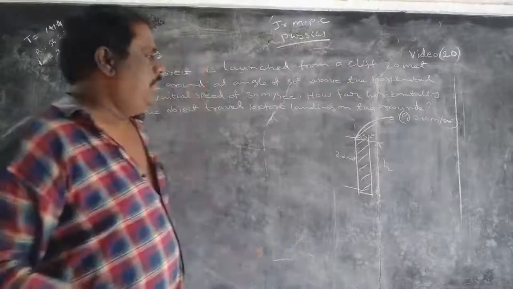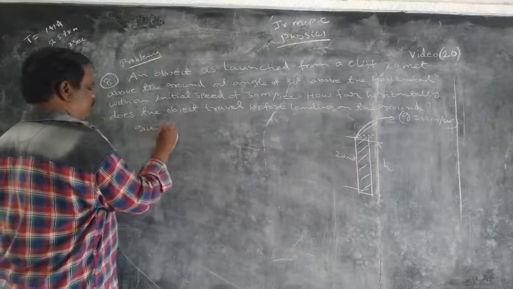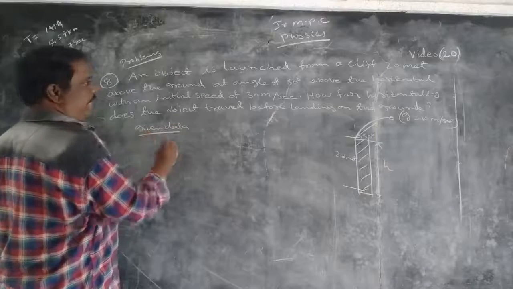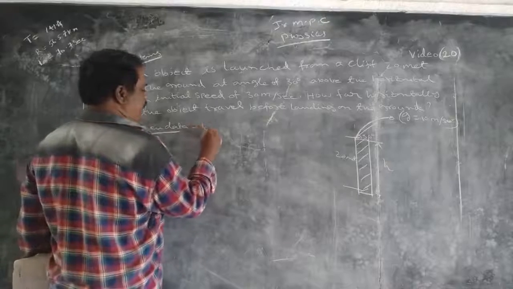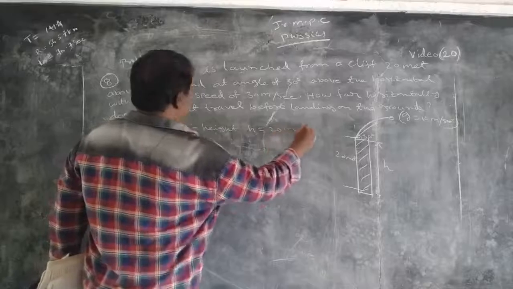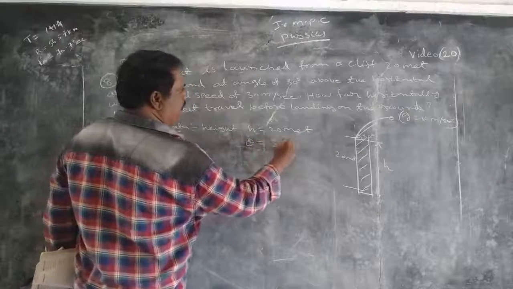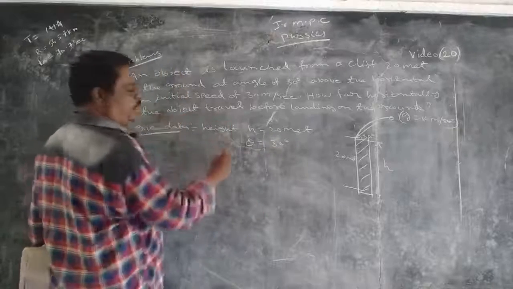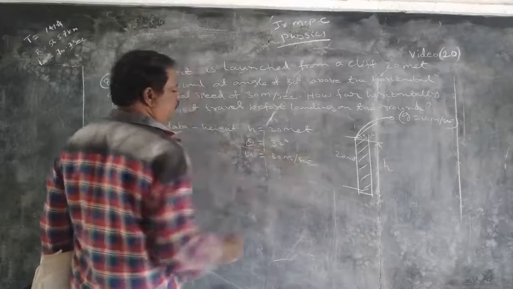So initial velocity, we will write here the given data. Height of cliff 20 meter, angle of projection theta is equal to 30 degree, initial speed u 30 meter per second.